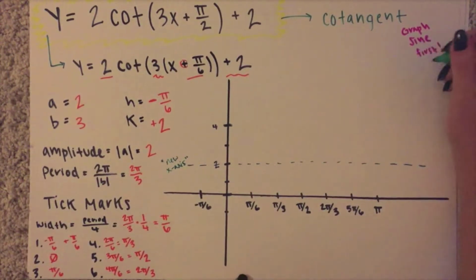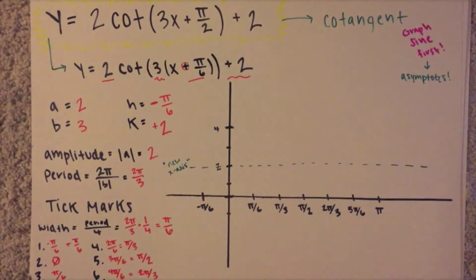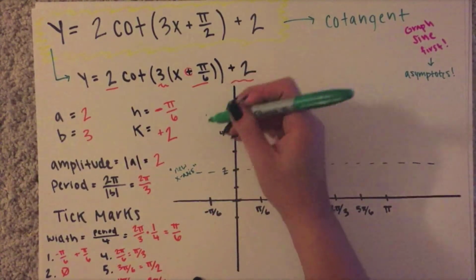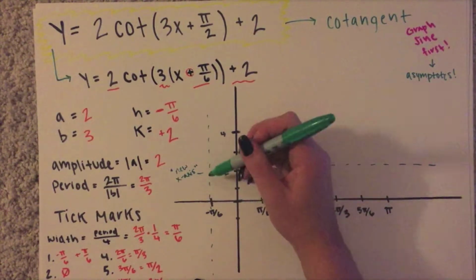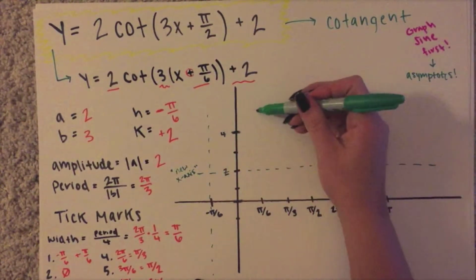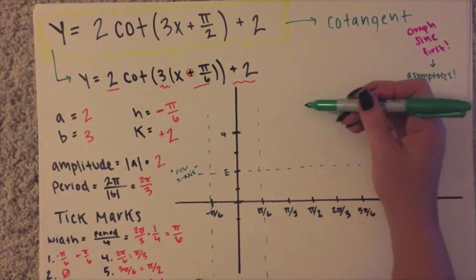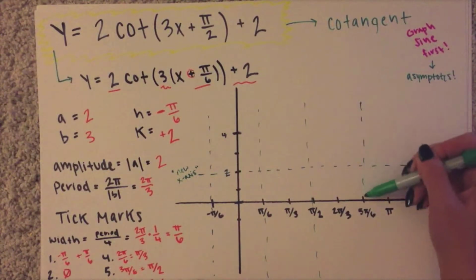So now, since this is a cotangent graph, we need to graph the sine function first to get our asymptotes. Since sine starts at the origin, it's going to cross the x-axis at the first starting place, so that's negative pi over 6 in this case, and then just graph the sine, and every time it crosses your new x-axis, you want to draw a line to indicate an asymptote.